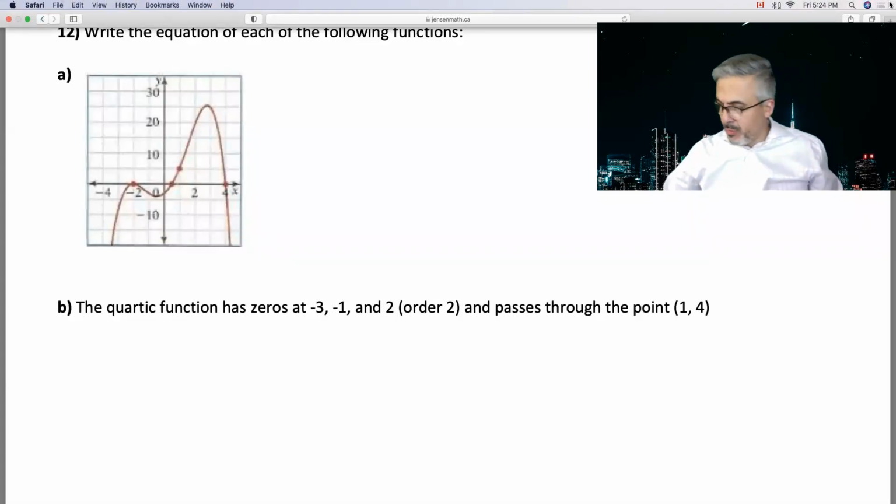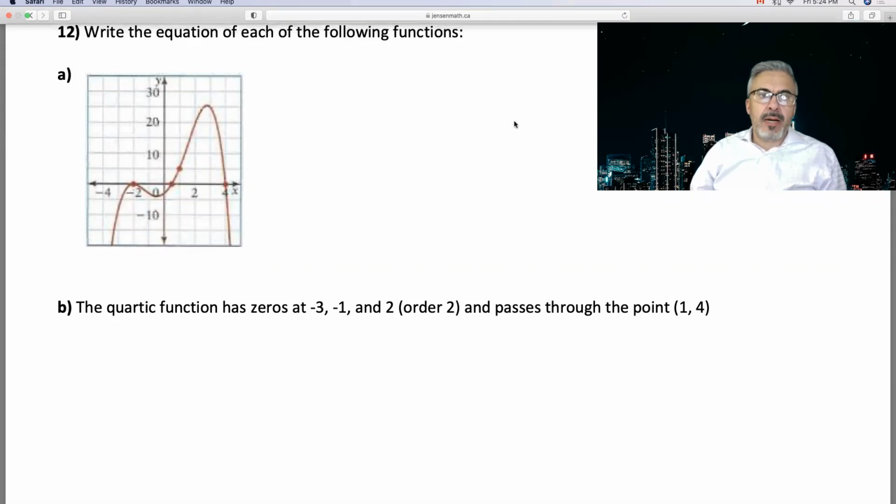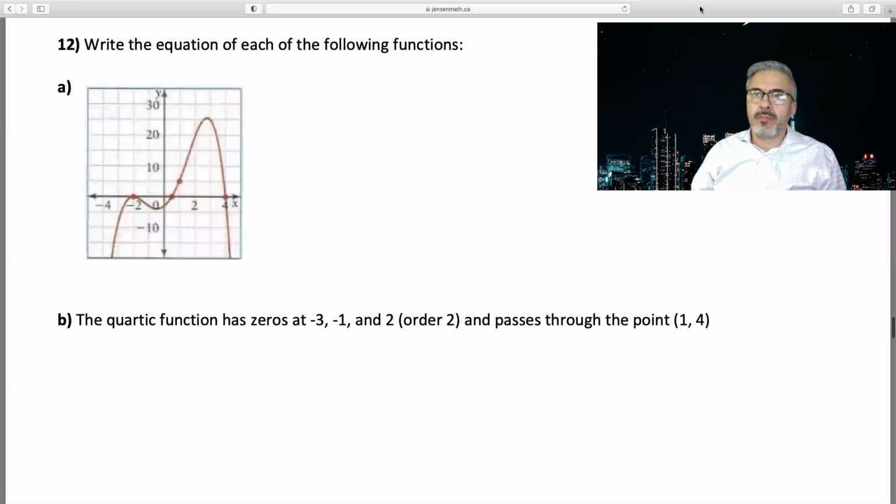Today what I'm going to do is go over some polynomials. I will do finding the equation of a polynomial. So basically finding the equation of each polynomial.